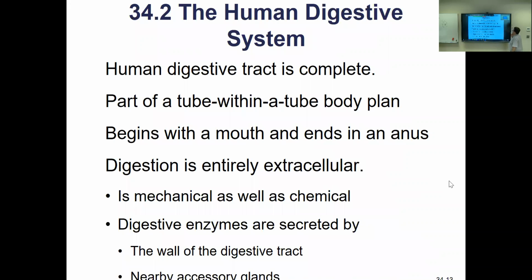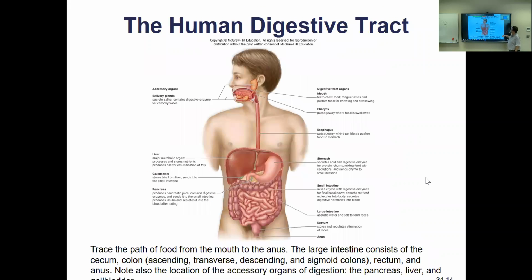All right. So we're now going to go into the human digestive system. We're going to walk our way all the way through the different tubes. I love this little picture here.